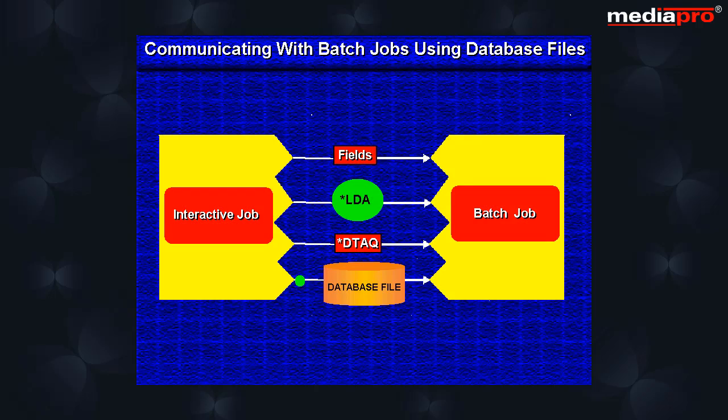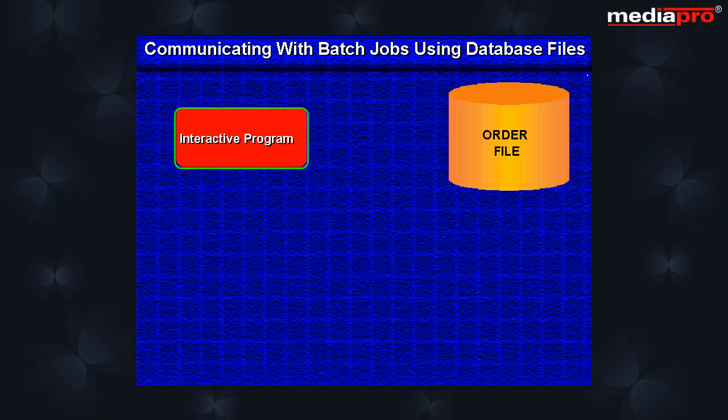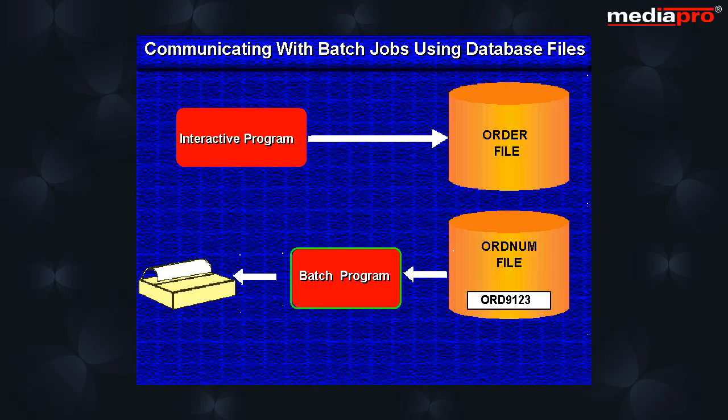Another method of passing information to a batch program is by using database files. Here is an example. The interactive program enters the orders into an order file. As each order is completed, the program writes the order number into another database file, ordnum. A batch program that is used to print the orders continuously reads the database file and picks up the next order number and prints the corresponding order from the order file.